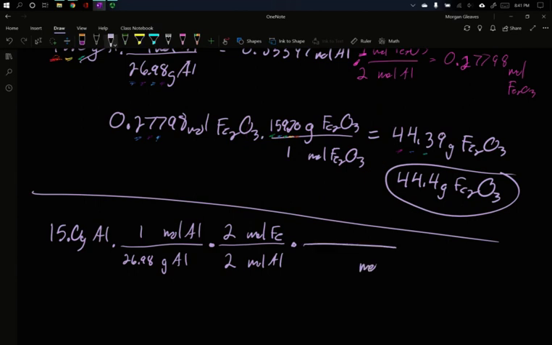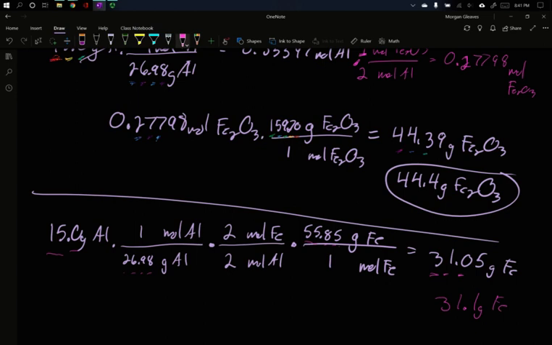I want out of mole of iron and into grams of iron. Well, our balanced reaction said for every 1 mole of iron, our molecular mass said for every 1 mole of iron, there is 55.85 grams of iron. And this will be 31.05 grams of iron. Again, we had 3 sig figs, and then 4, infinite, and 4, so we will keep 3 sig figs. This is 31.1 grams of iron.